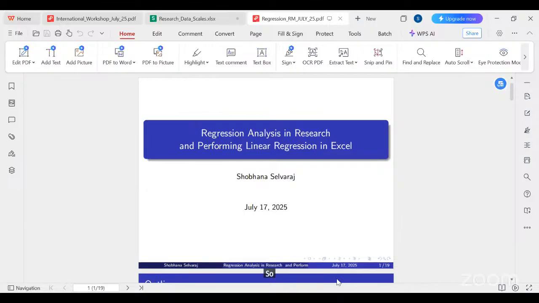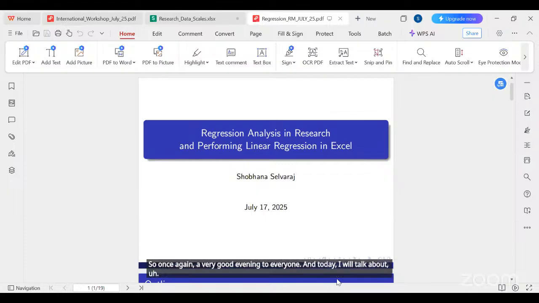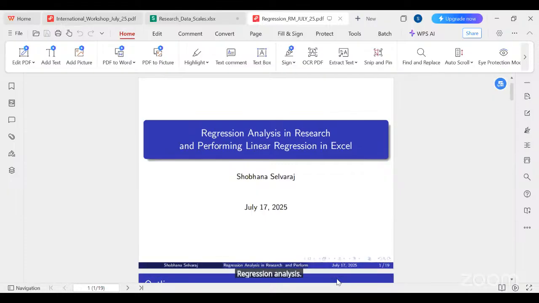So once again, a very good evening to everyone. And today I will talk about regression analysis in research and performing linear regression in Excel, which is a fundamental statistical tool used in research. Also, I will demonstrate how to perform the linear regression step by step using Microsoft Excel, making it practical and easy to apply.